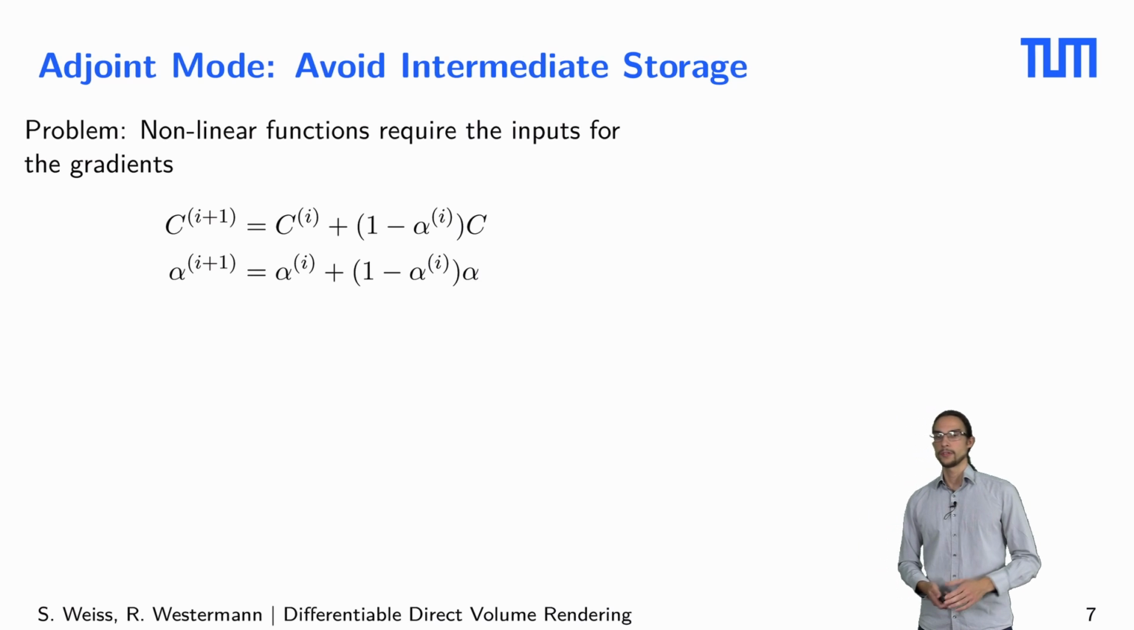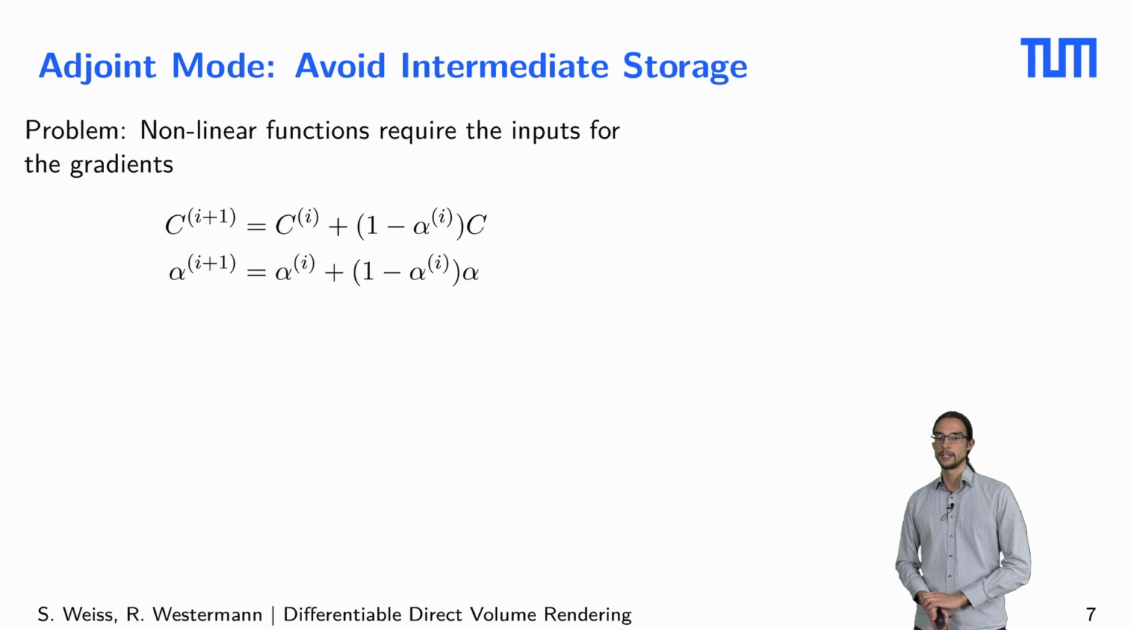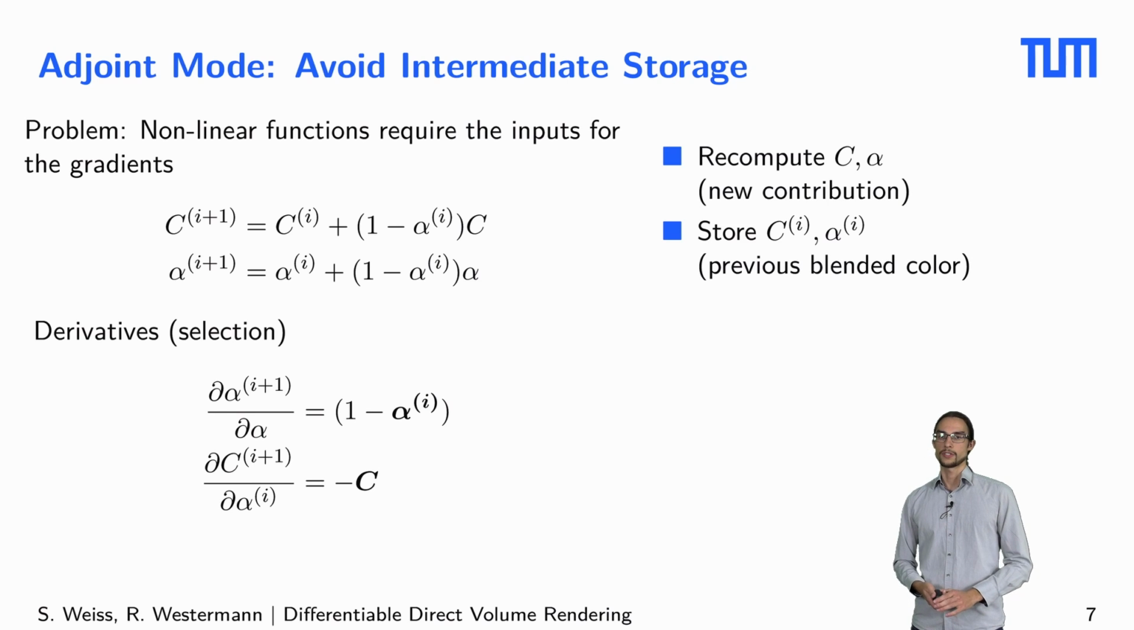This memory requirement comes from storing intermediate values, and this is actually only taking place for nonlinear functions, more specifically for the blending function. Here you can see the front-to-back blending function, and when we take the derivatives, we see they are not constant, but contain the inputs again. While we can recompute the current contribution, so C and alpha, by interpolating and re-evaluating the transfer function, the previously blended colors C_i, alpha_i, usually would have to be stored. And this would imply storing billions of colors for each frame.